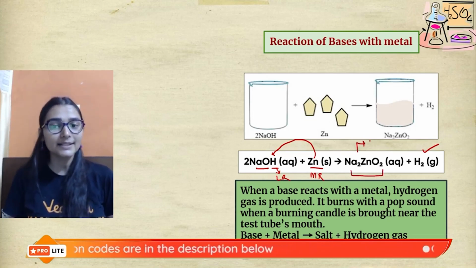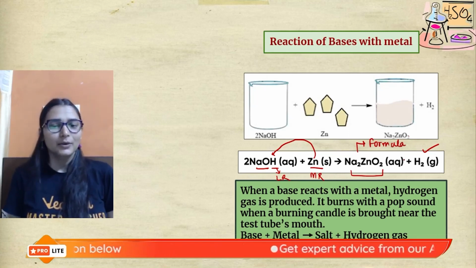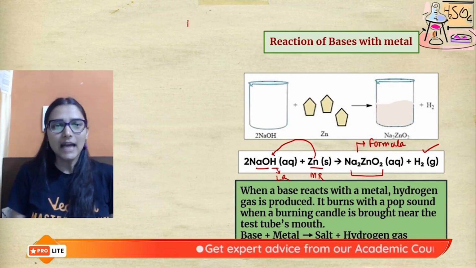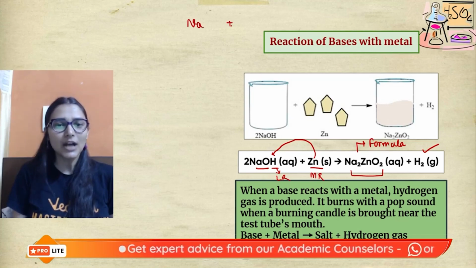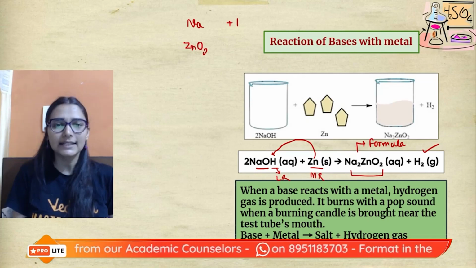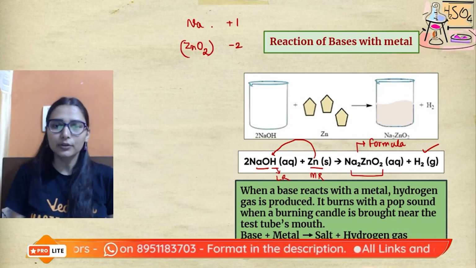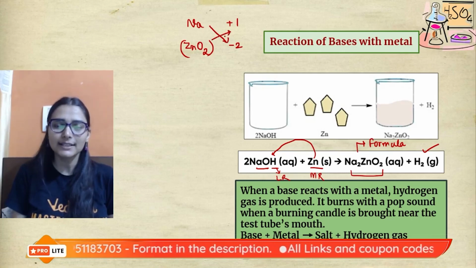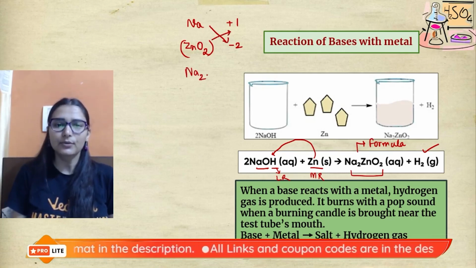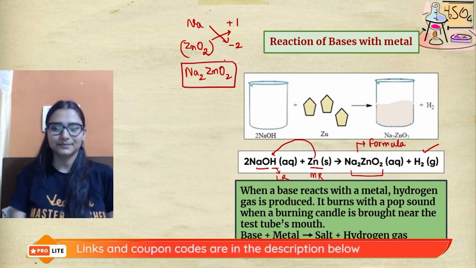And remember guys, the formula of the salt is very important, है ना? We are getting sodium zincate. How can you make it? Sodium has a charge of +1 and zincate is a polyatomic ion, that is ZnO2 -2. ठीक है, polyatomic ion होता है. So if you crisscross, you will get Na2ZnO2, sodium zincate.